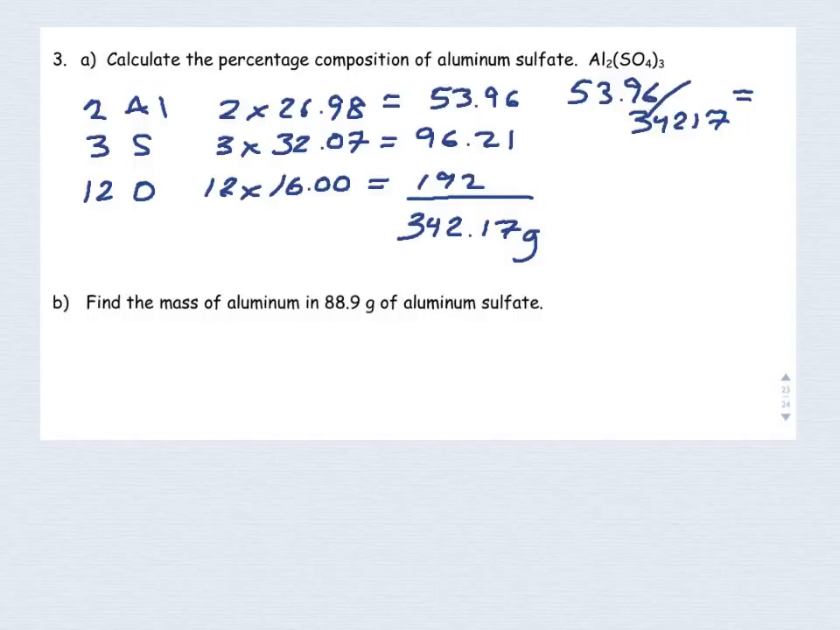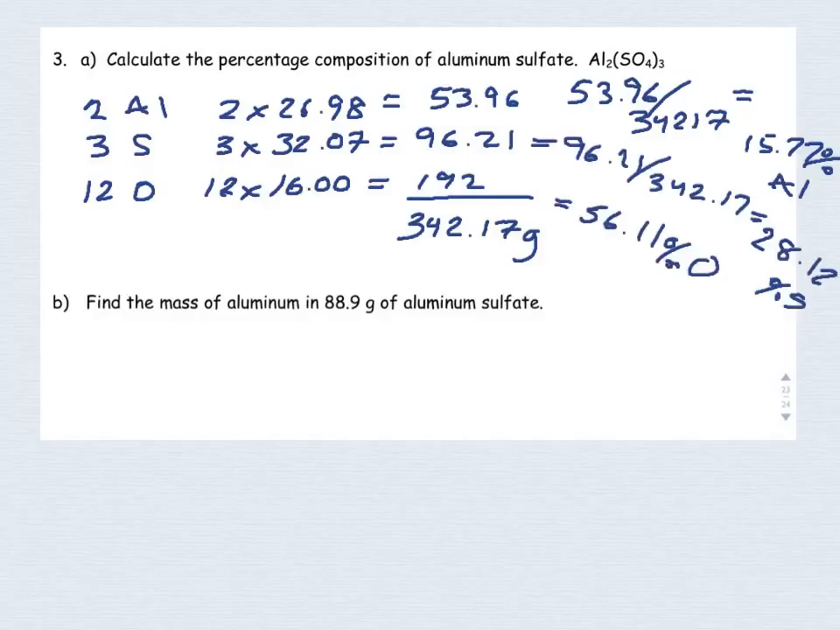53.96. Divide that by 342.17. The decimal value is 0.157699. Change that into a percentage by multiplying by 100, you're going to get 15.77. 2 places for rounding, rule of thumb for percent composition. So this compound is going to be 15.77% aluminum. I'll do the rest off camera with my calculator, and I'll come back.